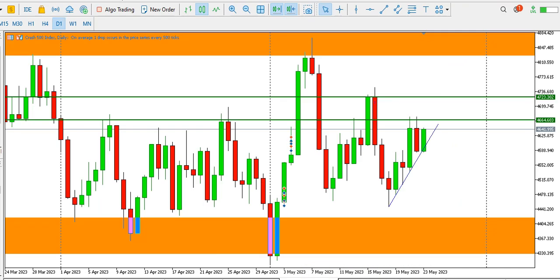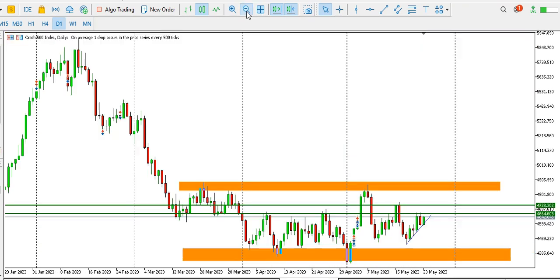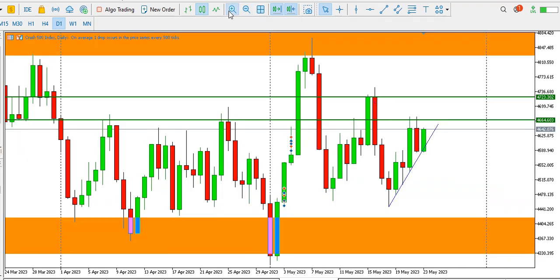For Crash 500 index, Crash 500 index has been ranging for the last 3 months, and the range continues.